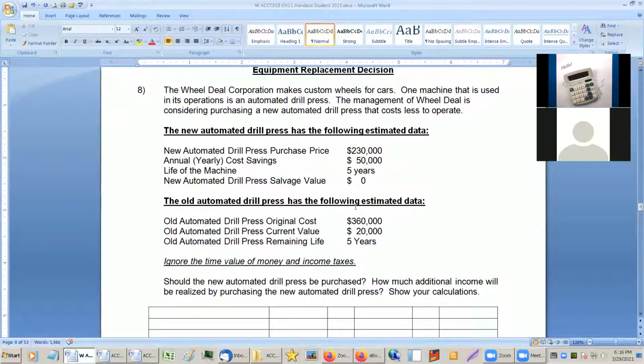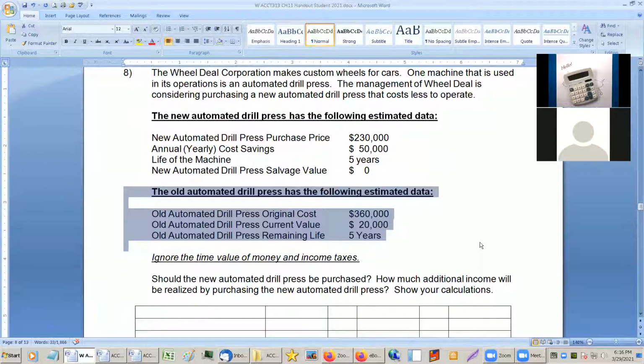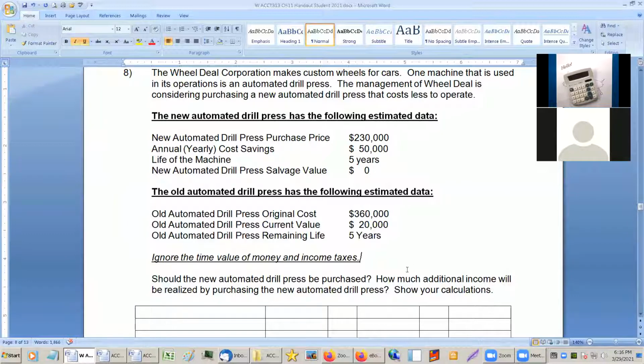Okay, let's start looking at things that are relevant. And let's go to the most glaring one. On this old machine, what if this data is not relevant? There's one of these that is obviously not relevant. For the old drill press, which of those items is not relevant? You can either blurt it out or you can put it in the chat.